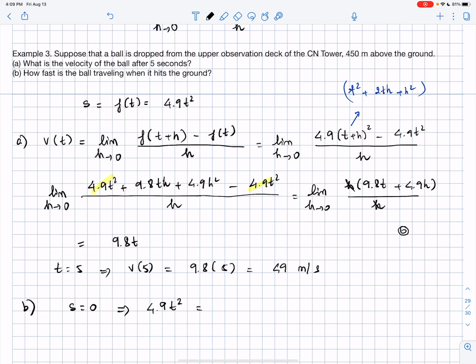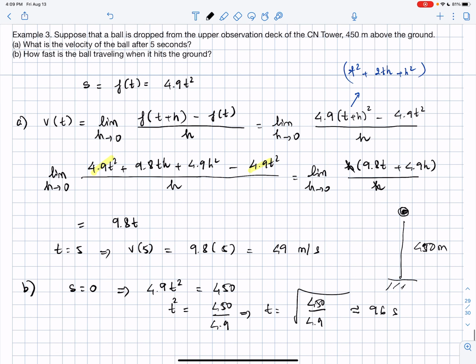The ball is from here, from the CN Tower, and it is 450 meters above the ground. So when the ball hits the ground, the distance it will travel is 450 meters. So we want to know the time after 450 meters: 450 divided by 4.9, and t is the square root of 450 divided by 4.9. It's approximately 9.6 seconds.